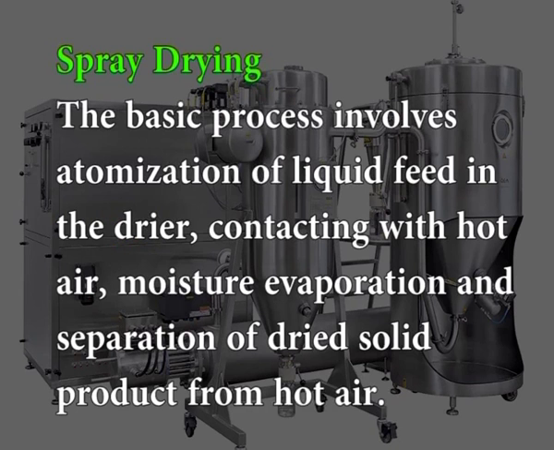The basic procedure involves atomization of the liquid feed in the dryer, contacting it with hot air, moisture evaporation and separation of the dried solid product from the hot air. The advantages are low contact time, drying occurring at wet bulb temperature, continuous process and high throughput. Heat transfer in the spray drying occurs by convection.